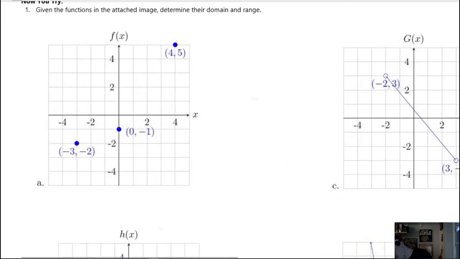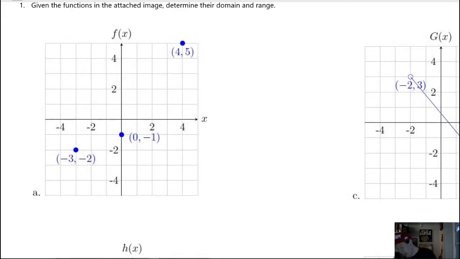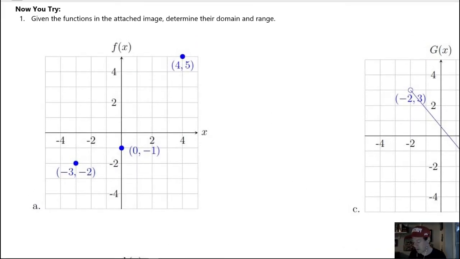Here we have a function named f, and it's just 3 points, so there's nothing else to this function. The 3 points are the points -3, -2, 0, -1, and the point 4, 5. So the possible inputs are just the x values of these points. So the domain equals the set including -3, 0, and 4.